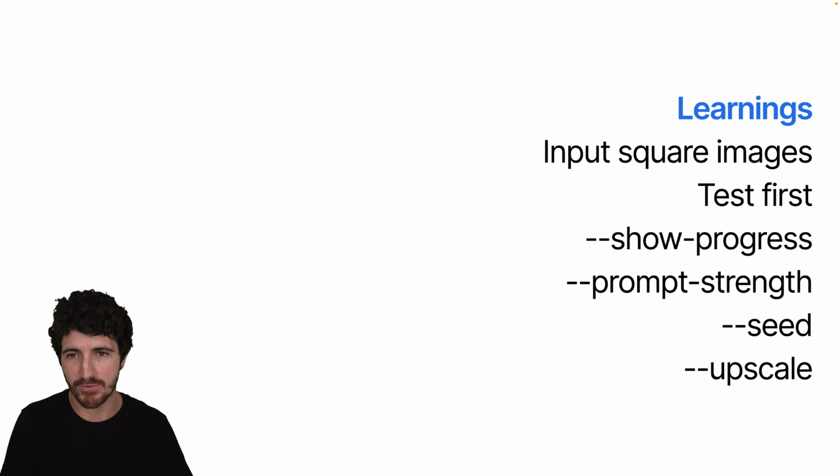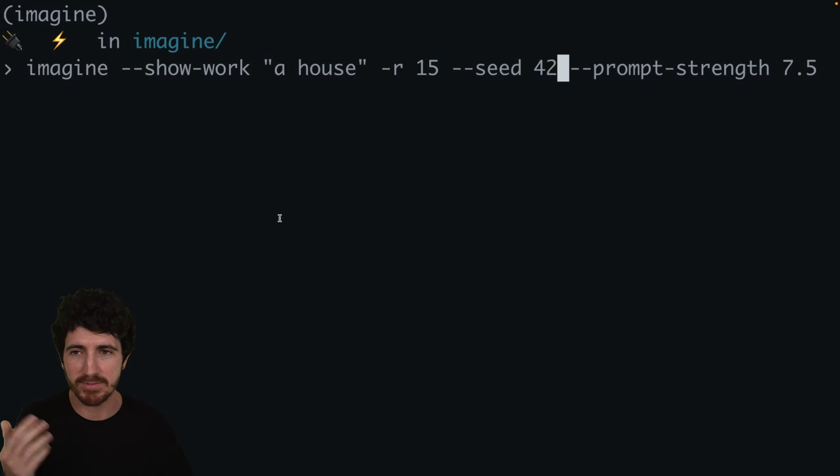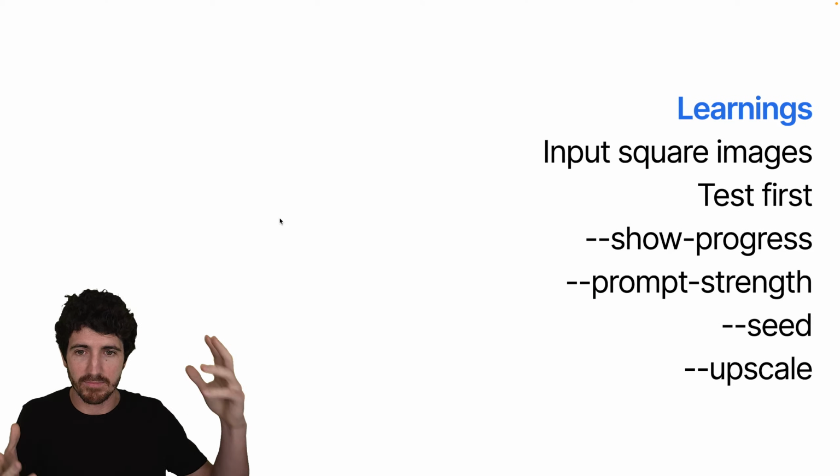And then we have upscale. You could also put the upscale flag there, and what it will do is generate a 512 image, and then it will apply the upscaling algorithm to make it larger.